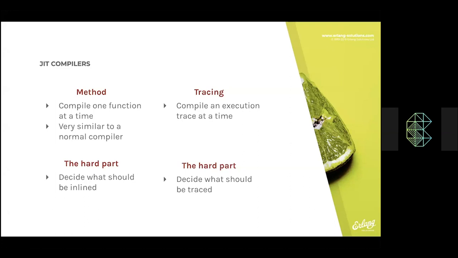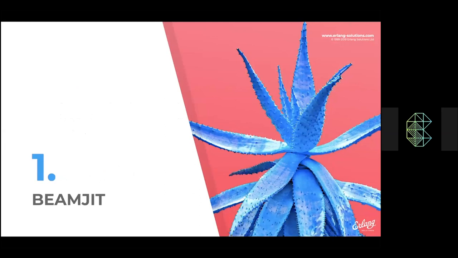And for tracing JITs, deciding what traces are hot and what paths you want to compile is very, very difficult to figure out and get a good heuristic for. So, talking a bit about BEAMJIT, our implementation of this.